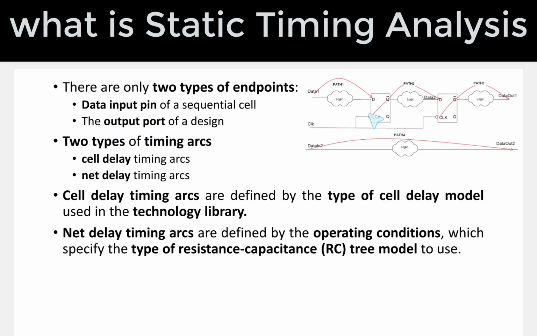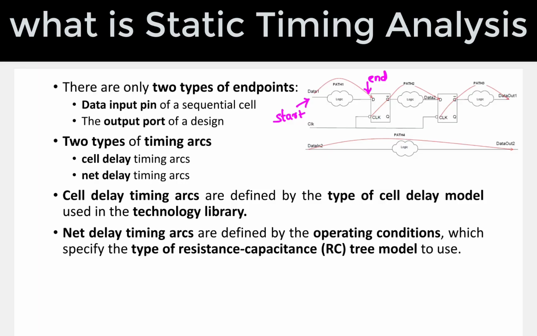Again coming to the same figure, let us see what the endpoints are. The endpoint is the data input pin of a sequential cell. Here this point is called the data input pin of a sequential cell, and this is called the output port of a design. Simply, this is path 1, this is path 2, this is path 3 and this is path 4. Path 1 contains one starting point and one ending point. This is called the start point, this is called the end point.